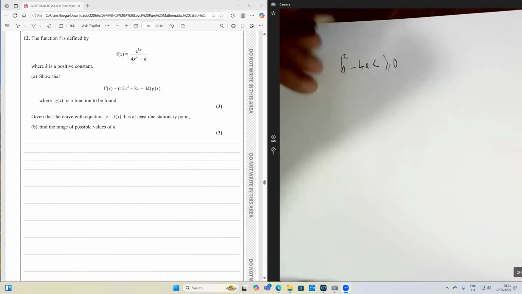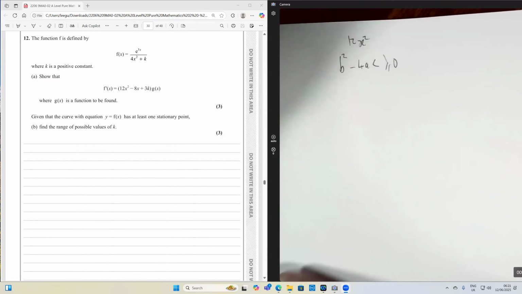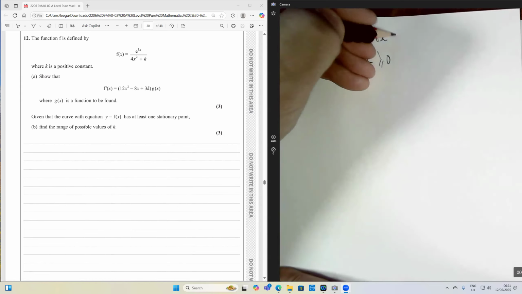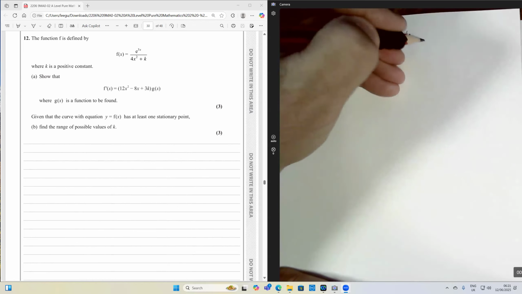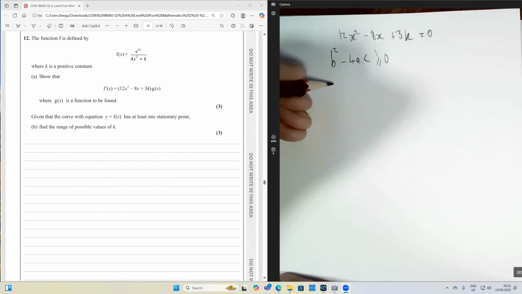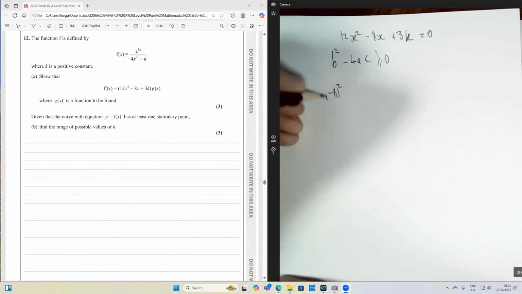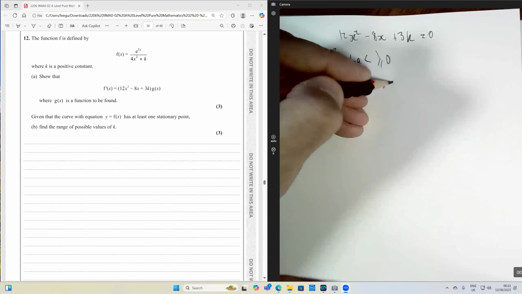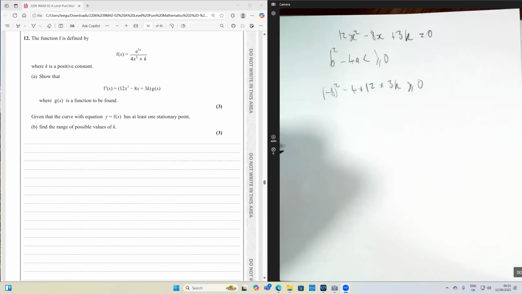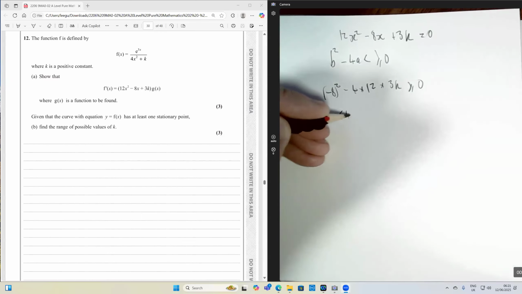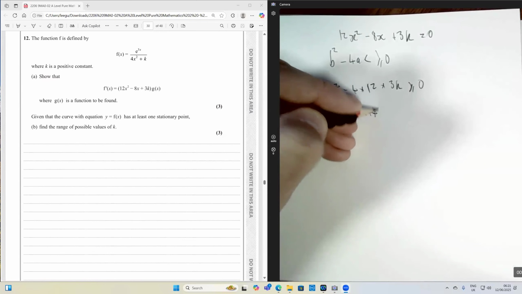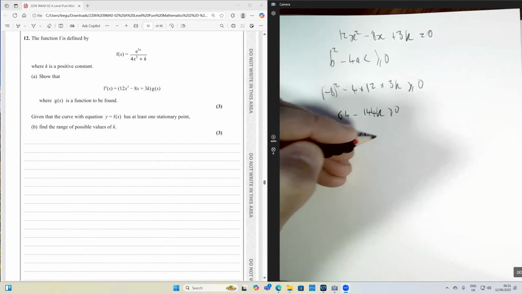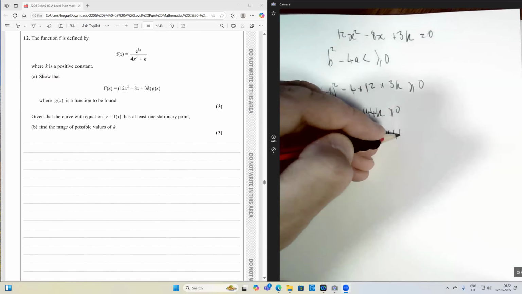And let's just restate our quadratic again. It is 12x squared minus 8x plus 3k. We're going to set that equal to 0 if we're solving it. So when we sub in there, that's going to be minus 8 squared minus 4 times by a, which is 12, times by c, which is 3k, is greater than or equal to 0. So that gives us 64 minus 144k is greater than or equal to 0. Taking that over the other side, we have 64 is greater than or equal to 144k.